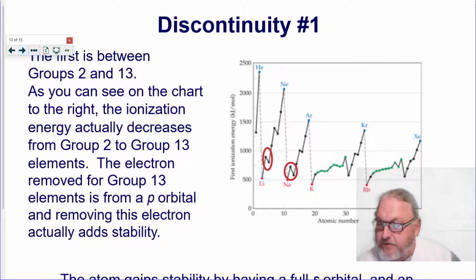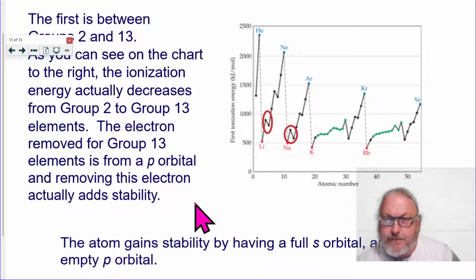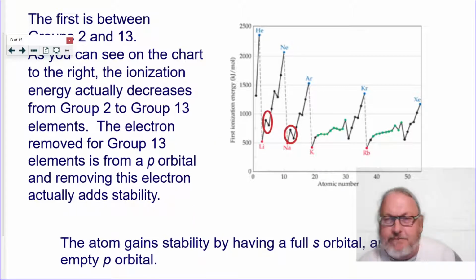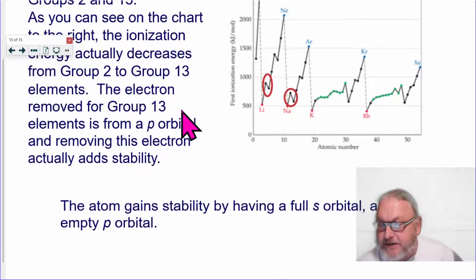So we've got the discontinuity, what I just said, between group 2 and group 13. All right. As you see those little chunks, you're going from beryllium to boron, and then from magnesium to aluminum. There's a little chunk in there. That means that the p orbital is filling up, and when we start throwing the electron into group 13, it makes it easier to pull that out of the p orbital. And when we pull that out, we're actually gaining some stability.